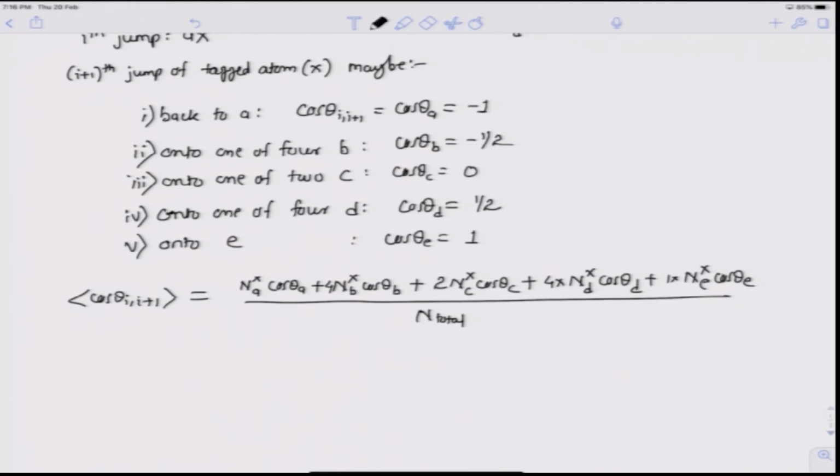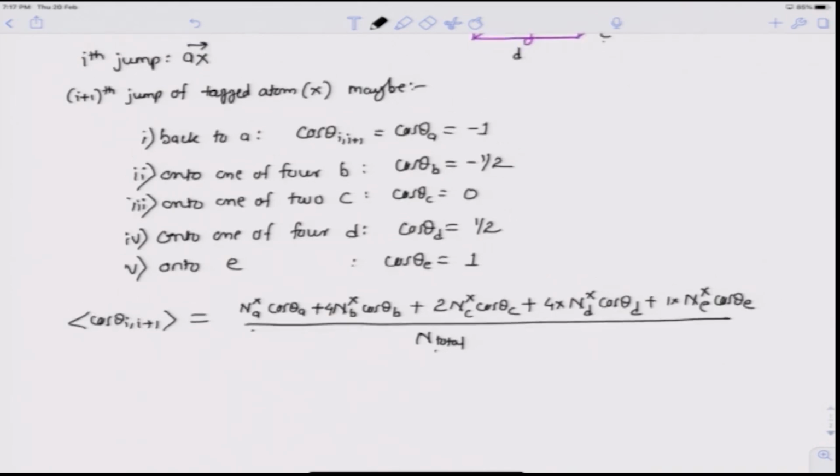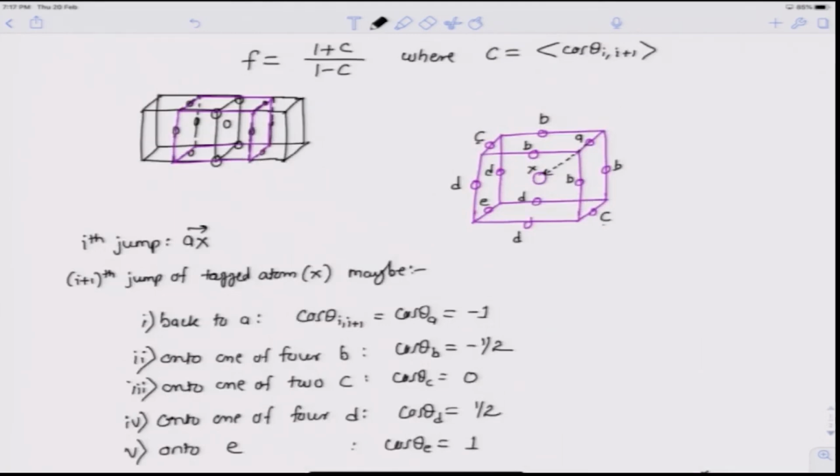So, we need the number of each type of jumps that the X makes, those we call n_xa, n_xb, n_xc and so on. If we look at this, n_xa divided by n_total is nothing but the fraction of total number of atoms which make the jump onto a site of type A, and this is nothing but the probability that the atom X will make its second jump back to A.